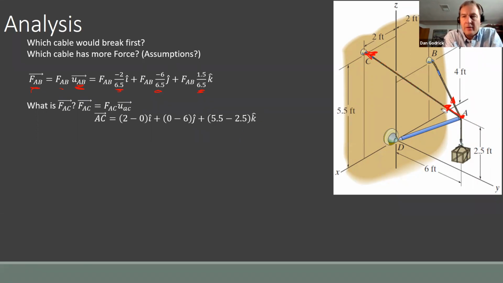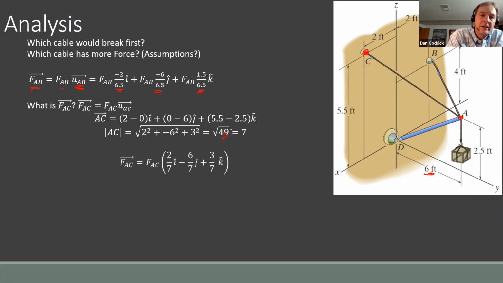So again, in the y direction, C is at 0 in the y. It's on the xz plane. And A is at 6, 0, minus 6. All right, so what's the magnitude AC? We take the sum of the squares, take the square root. Sum of the squares is 49, square root of 49 is 7. So then FAC vector is the magnitude of FAC times the unit vector in the AC direction.